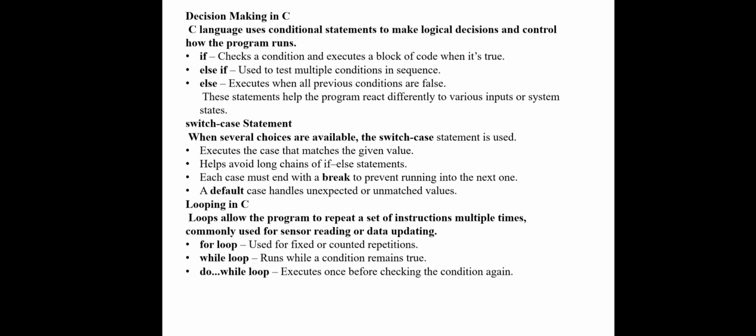Looping in C helps the system perform repetitive operations automatically. For example, the for loop executes the task a fixed number of times, while the while loop runs continuously as long as the condition remains true. The do while loop executes at least once before checking the condition, which is useful for reading sensors repeatedly. These decision and looping structures together ensure continuous monitoring and timely response in automation.